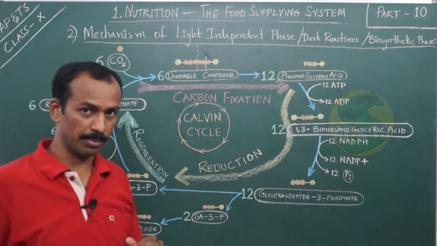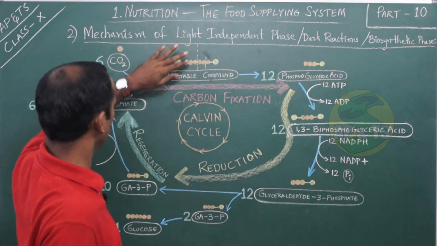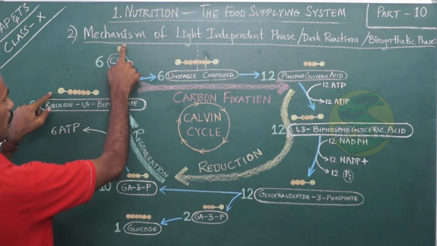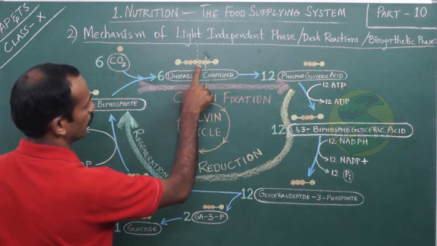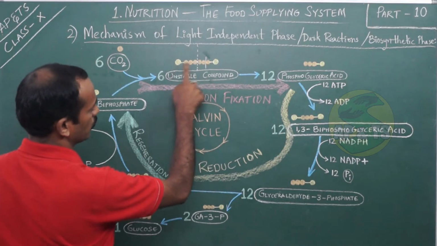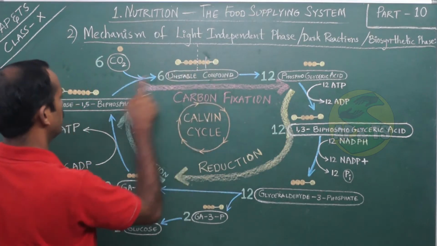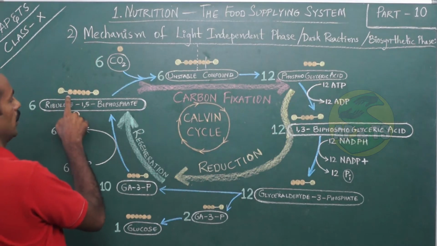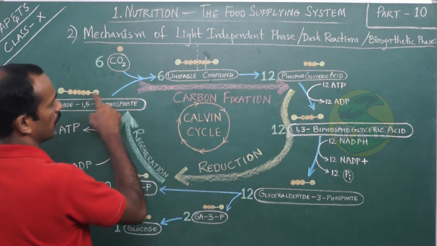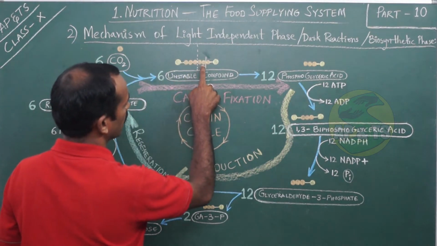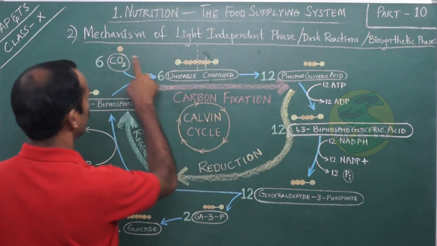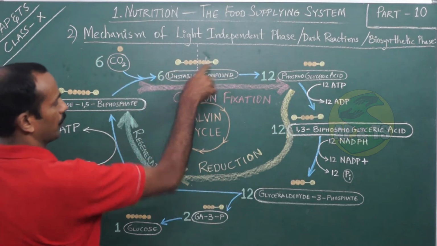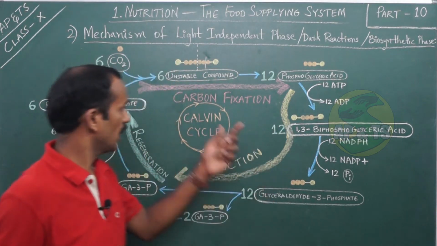It is not stable. So here you can see this and this combine to form this. Okay, 1, 2, 3, 4, 5, 6 carbons and 2 phosphates. These 2 phosphates are already there here. Here 1, 2, 3, 4, 5 carbon atoms. Here 1, 2, 3, 4, 5 carbon atoms. Where has this extra carbon come from? This has come from carbon dioxide. Understood, children?